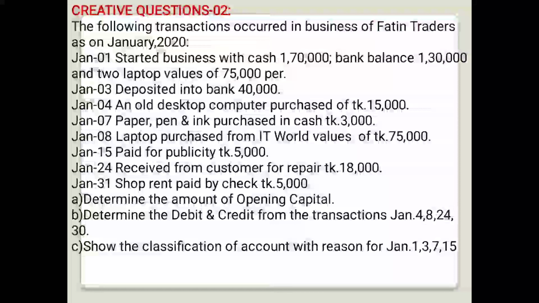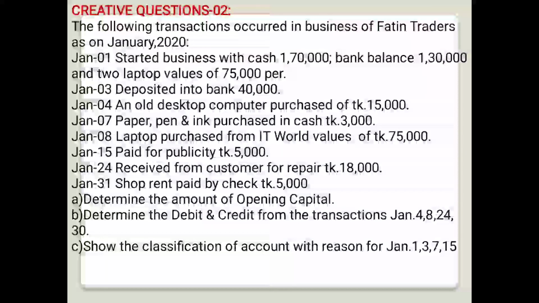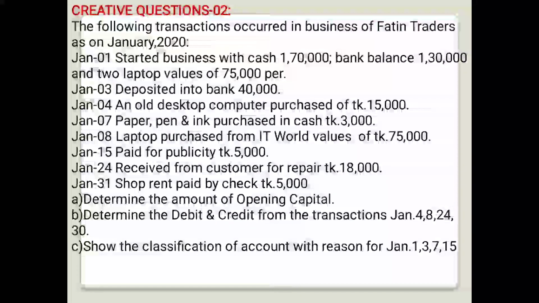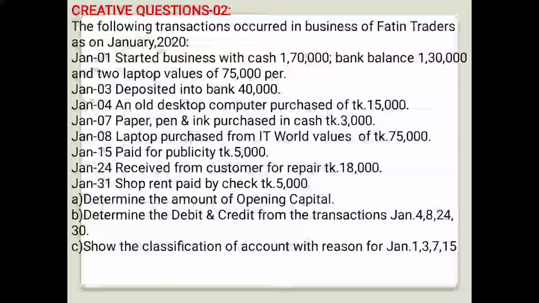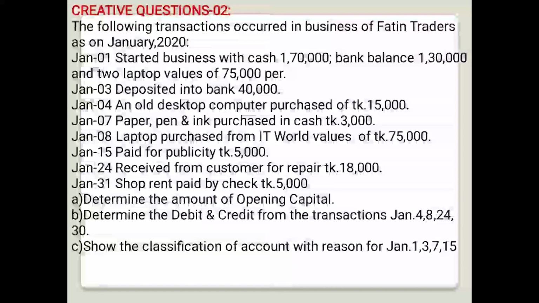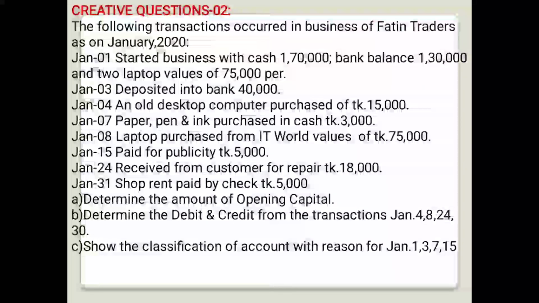So you are watching in my slide the second creative question for the accounts section. The first requirement is to determine the amount of opening capital. When the business started with an amount of assets, property or any other things, then it is related to opening capital, or beginning capital, or initial capital of any business.